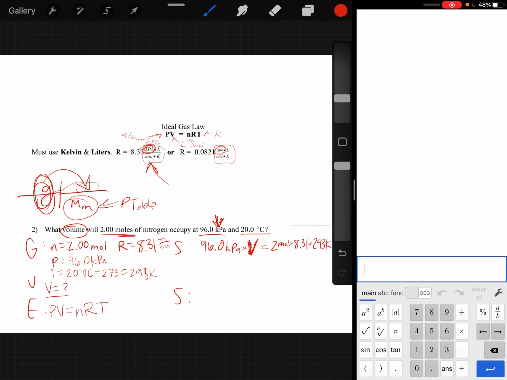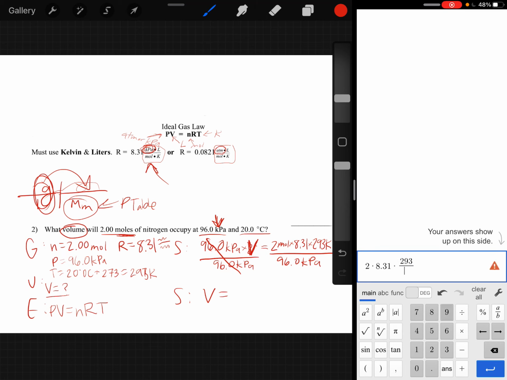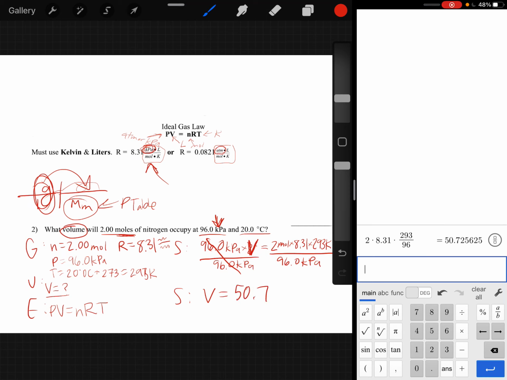So now that I have that all substituted in, I need to algebraically solve this. So I'm going to divide both sides by whoever the V is partnered with. In this case, that's the pressure. So those guys are going to cancel out, and to make things even, I'm going to go ahead and divide on the other side by the same number. And then I'm going to plug this into my calculator. So I'm going to say 2 times 8.31 times 293 divided by 96. And I end up getting 50.7. And because this is volume, I will use liters.